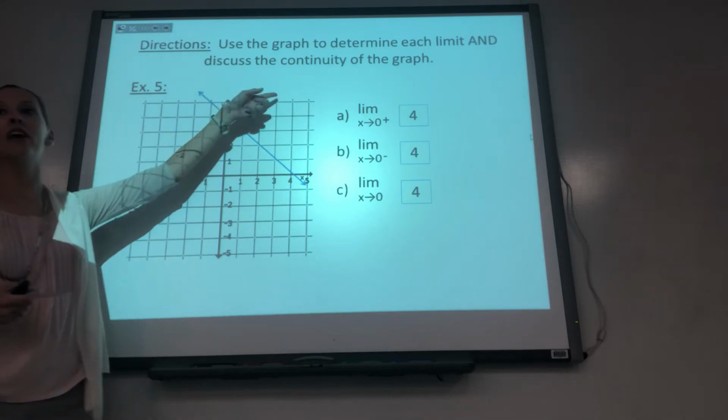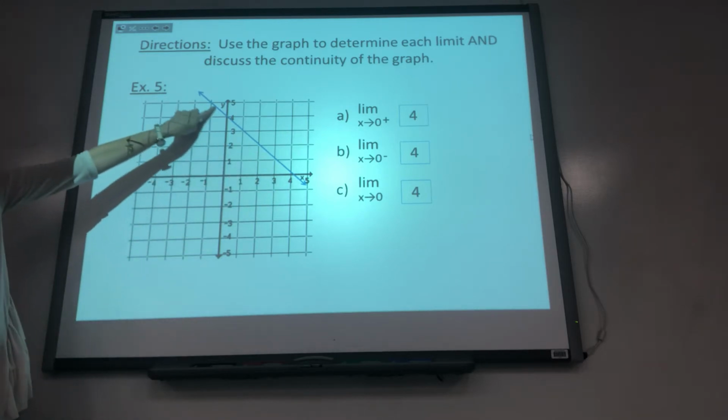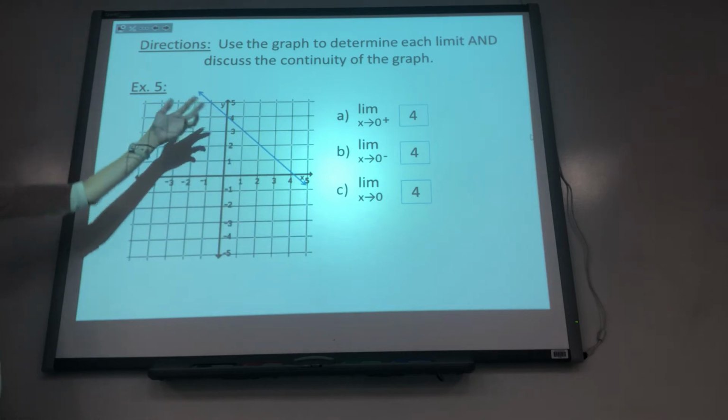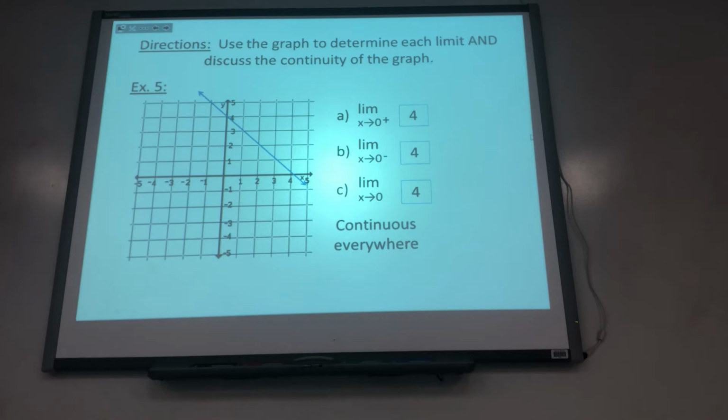All right, now don't forget to discuss the continuity. If you look at this graph, are there any x's that concern you? Holes, asymptotes, breaks? No. So I would say for that part that it's just continuous everywhere. That's the last part of our directions.